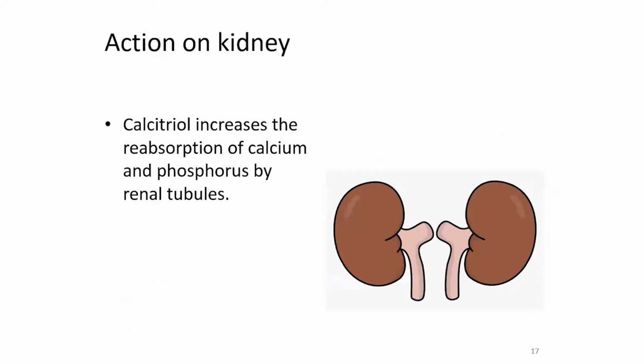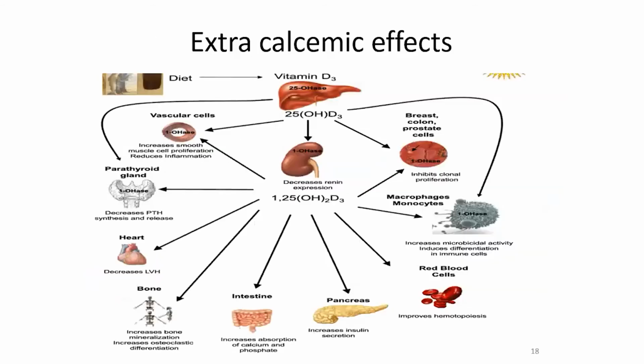Acting on the kidney, calcitriol increases the reabsorption of calcium and phosphorus by the renal tubules. That is the important function it exerts at the level of the kidney. Coming to the extracalcemic effects, it affects almost all the organ systems in the body, especially the heart and even the reproductive system. It even affects the immune system of the body. So let us see how it affects the extracalcemic functions.